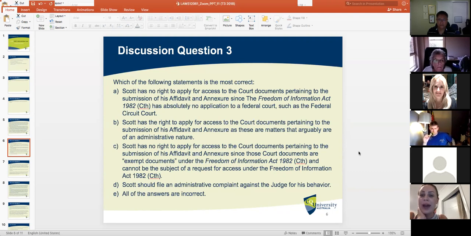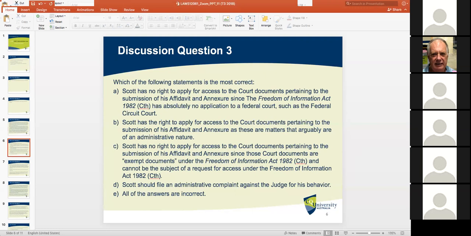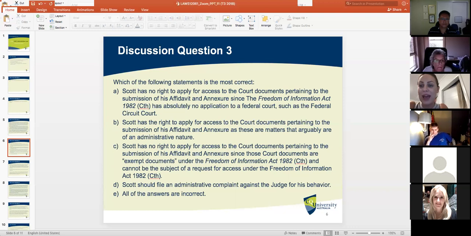B, Scott has the right to apply for access to the court documents pertaining to the submission of his affidavit and annexure, as these matters are arguably of an administrative nature. C, Scott has no right to apply for access to the court documents pertaining to the submission of his affidavit and annexure, since those court documents are exempt documents under the Freedom of Information Act and cannot be the subject of a request for access under the Freedom of Information Act.